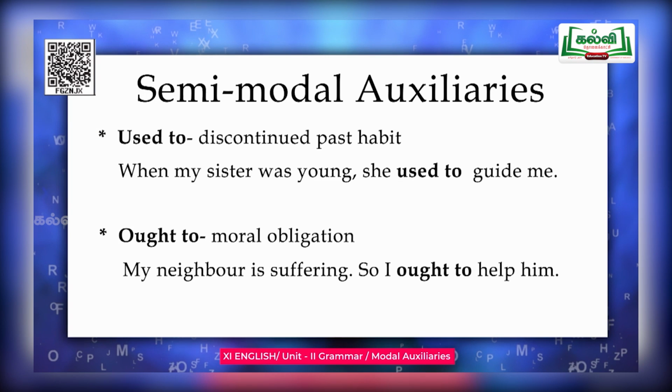Then the second example is ought to. Ought to is used for expressing moral obligation. There may not be any compulsion from others for us to do that one. We may think that there is a moral point for us to follow that one. For example, my neighbor is suffering, so I ought to help him. There is no compulsion from other forces. There is a compulsion only from the inner self. In such a case, we can use the word ought to.